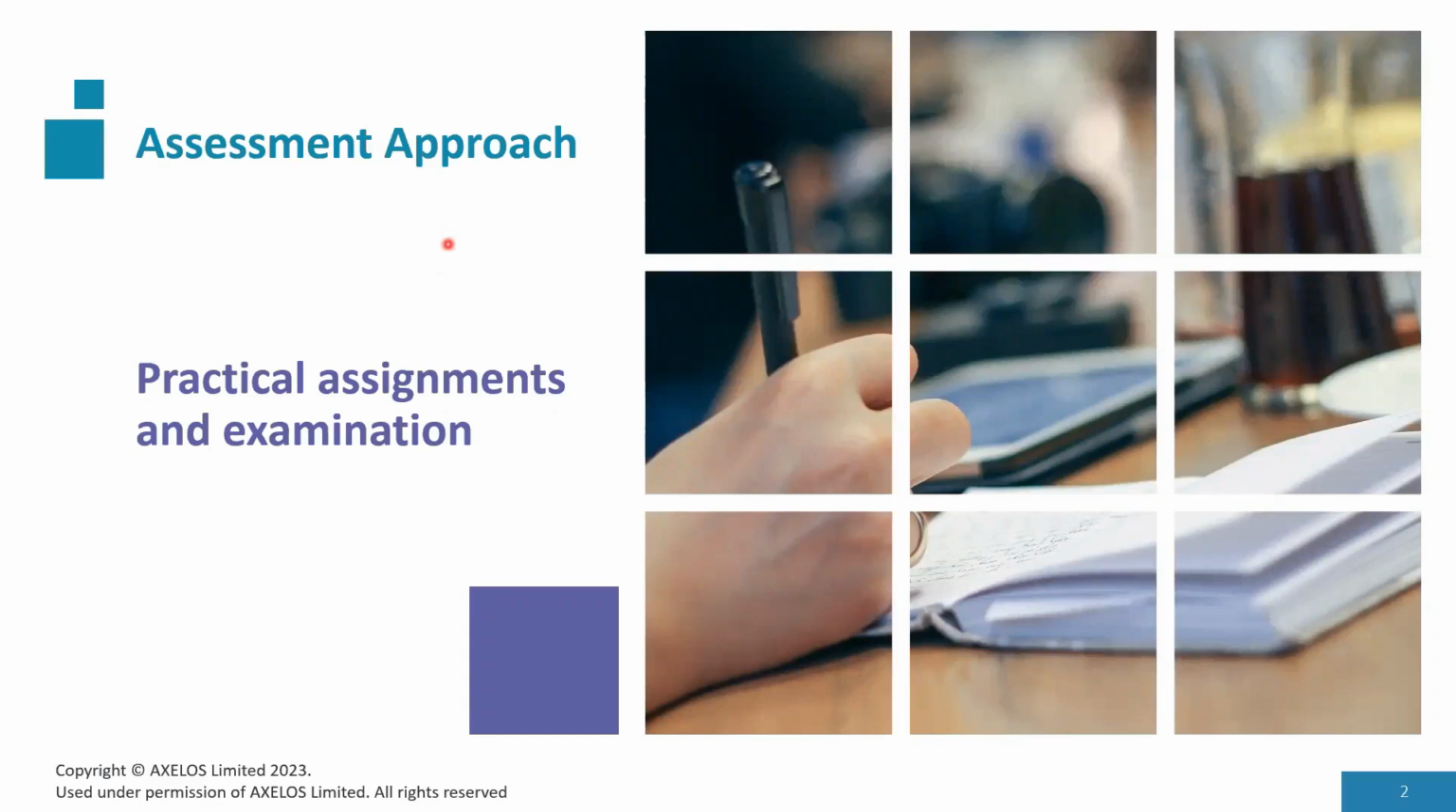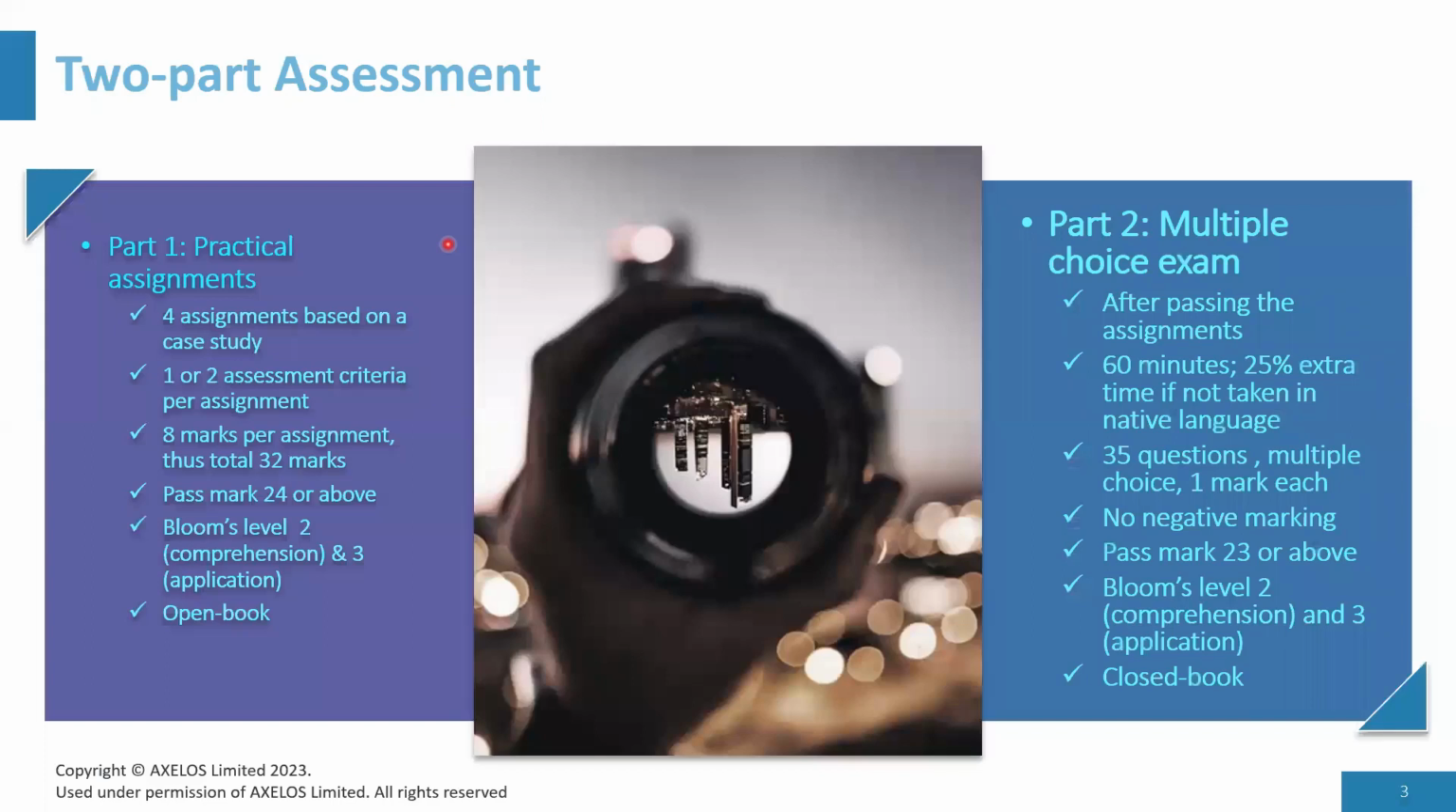We have practical assignments followed by the examination, which means it's a two-part assessment. Part one is a set of practical assignments. There are 4 assignments based on a case study. There are 1 or 2 assessment criteria per assignment. Each assignment carries 8 marks, thus a total of 32 marks. You need to obtain 24 or more to pass this practical assignments assessment.